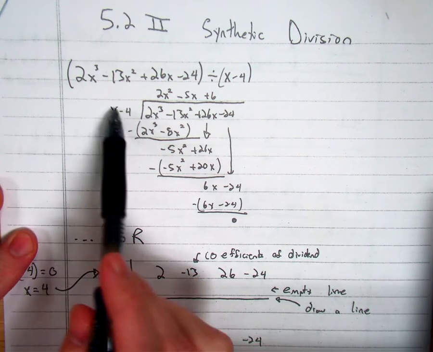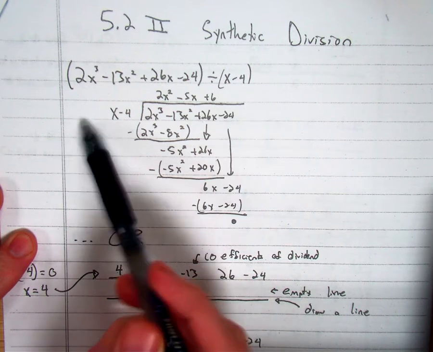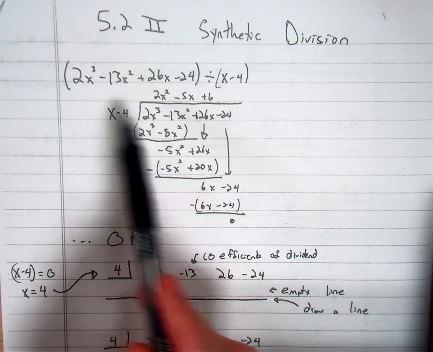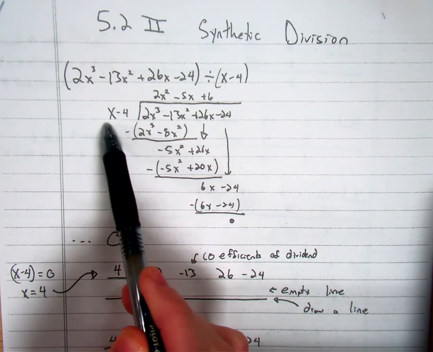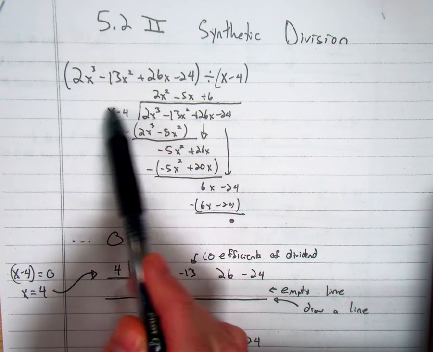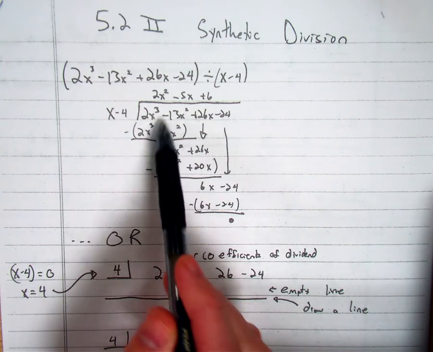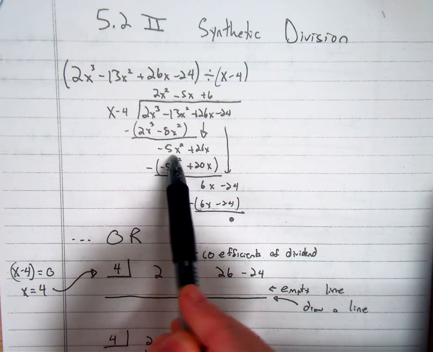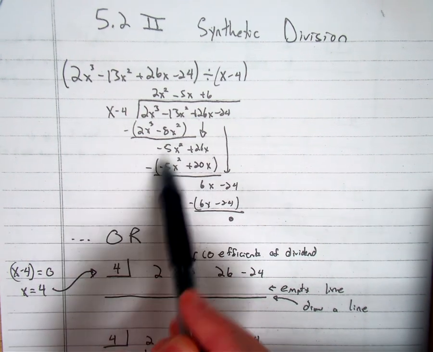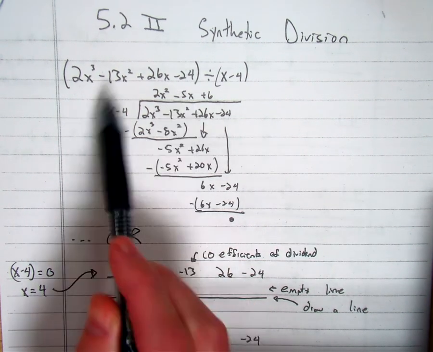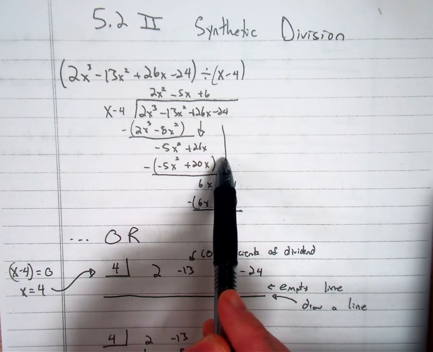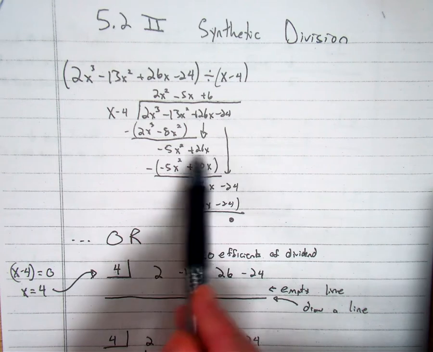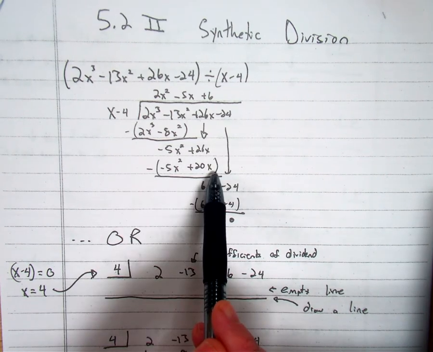Okay, so yesterday we looked at doing polynomial division with binomials. We went through this whole process, comparing the fronts. 2x to the third divided by x is 2x squared. Multiply it back. Subtract down, bring down your next term. Compare the fronts. Negative 5x squared divided by x is negative 5x. Multiply it back. Subtract down. 26 minus 20 is going to be 6.